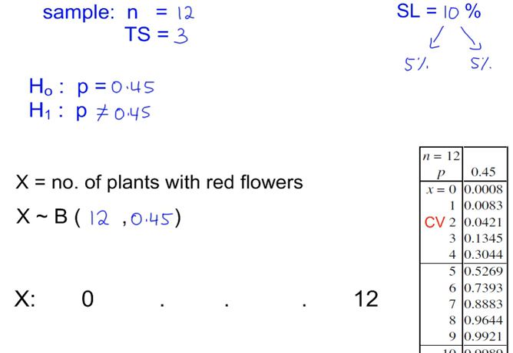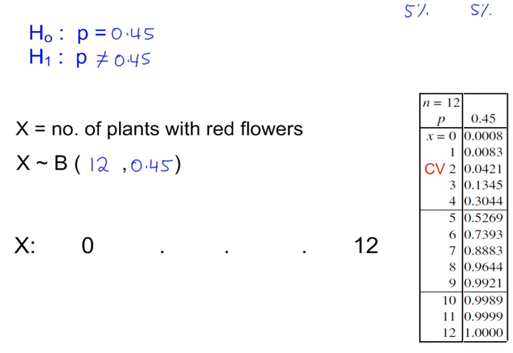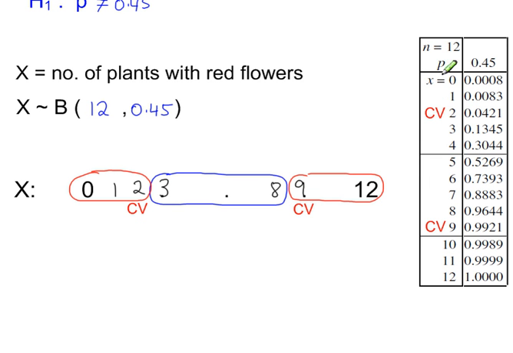Now for the upper tail, we start off with 5% or 0.05, do 1 minus that probability to get 0.95, and then going down the tables, we're looking for a probability which will be at least 0.95, the first one, which is this. And 8 is not the critical value, it's the next one along, 9. So we have 0, 1 and 2 in this critical region, and we have 9, 10, 11 and 12 in this critical region.